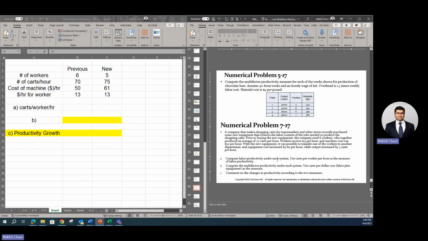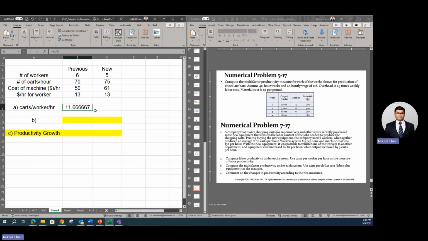So again, the first one is compute the labor productivity under each system. Use carts per worker per hour as the measure. Pretty straightforward, right? So in the old system, 70 carts made by each worker. That gives me the labor productivity. The formula equals carts per hour, clearly given in your statement, divided by the number of workers required per hour to make the carts. That gives me my labor productivity of 11.6, or 11.7 if I round it up. So that's my first answer.